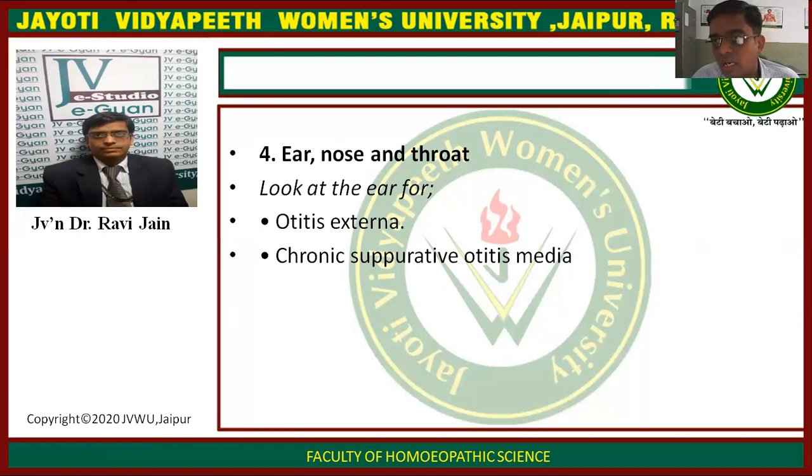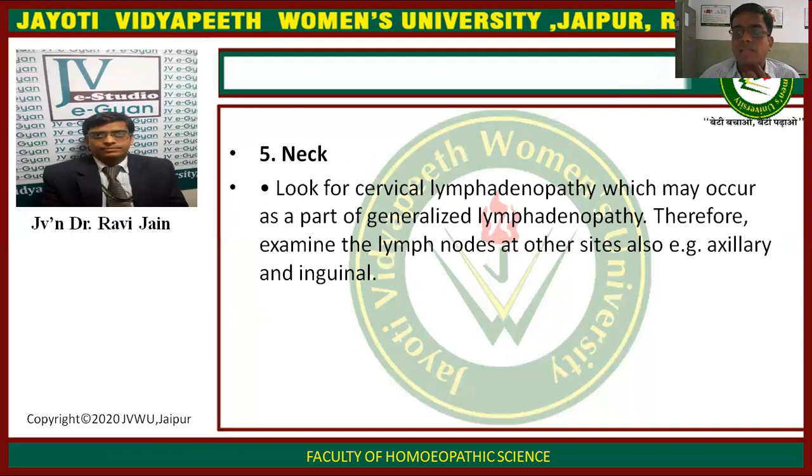In the nose, you have to check for any kind of growth, polypi, etc. And in the throat, you have to check for any kind of growth. You have to check the level of the trachea, whether it is centrally placed or deviated. Then in the neck, as I have discussed with you, you have to check for cervical lymphadenopathy, any kind of enlargement of the lymph nodes, which may occur as a part of generalized lymphadenopathy. Because in any kind of infection, the lymph nodes are enlarged. Therefore, examine the lymph nodes at other sites, for example axillary and inguinal lymph nodes. So cervical, axillary, and inguinal, these are the three important lymph node groups that need to be examined in every case.